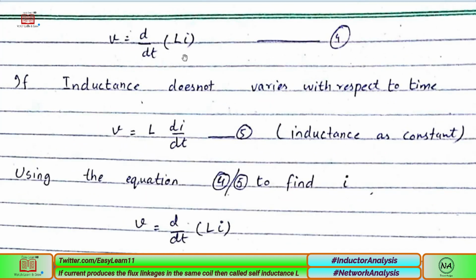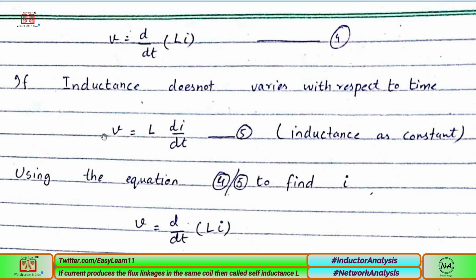So it is equation number 4, derivative with respect to time of Li. If inductance does not vary with respect to time, it means it is a constant. We have an inductor whose value does not vary with time, then we can say V is equal to L, we can write it outside this derivative portion, L di over dt. This is called equation number 5, inductance as constant. Using equation number 4 or 5, this is actually the same equation. Don't be confused by this, just say equation number 5, because we are going to continue in the same rhythm.